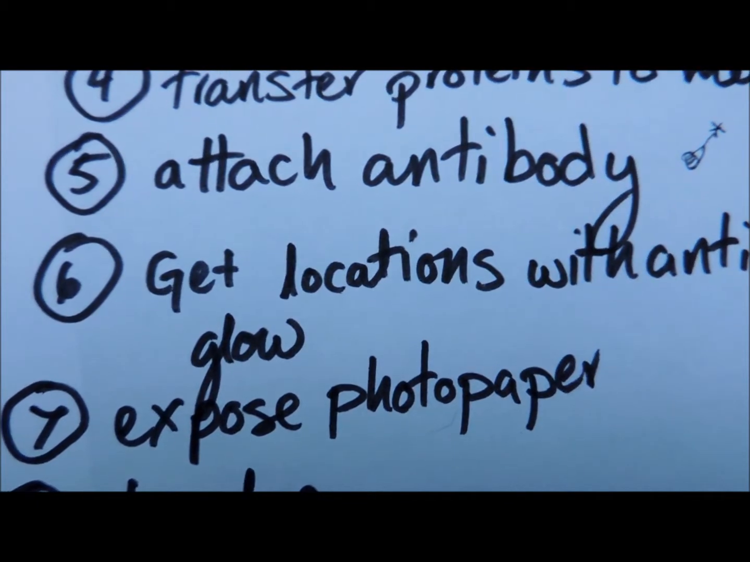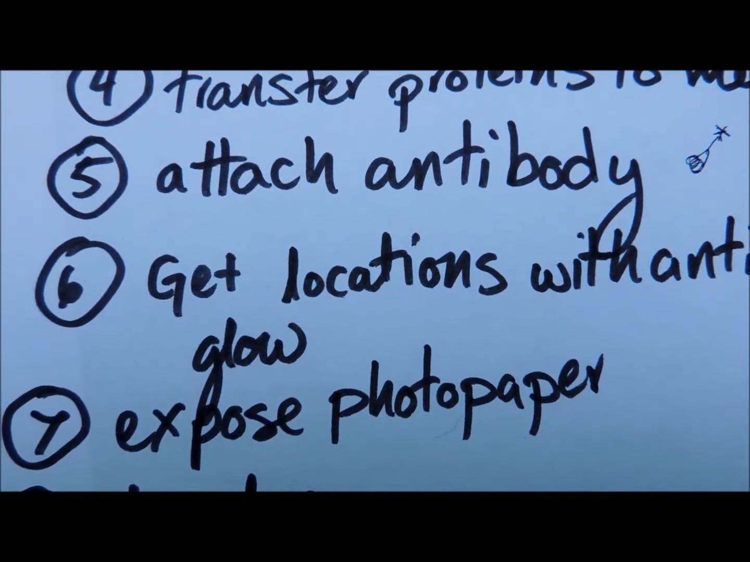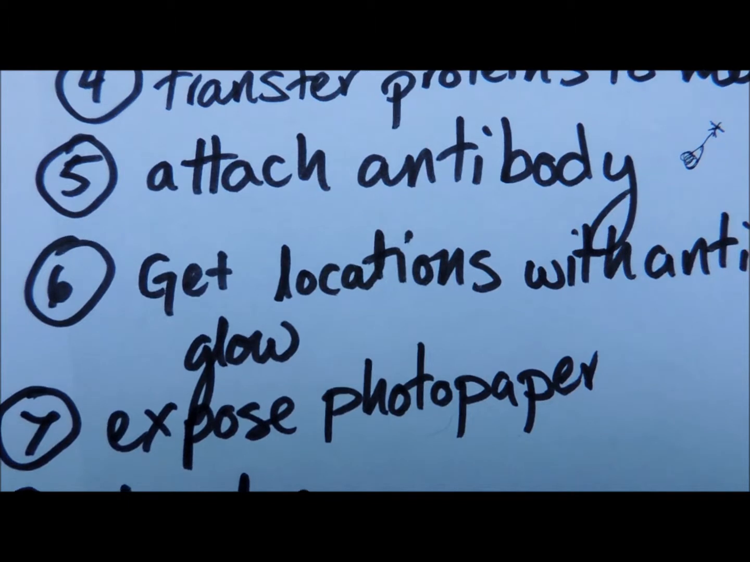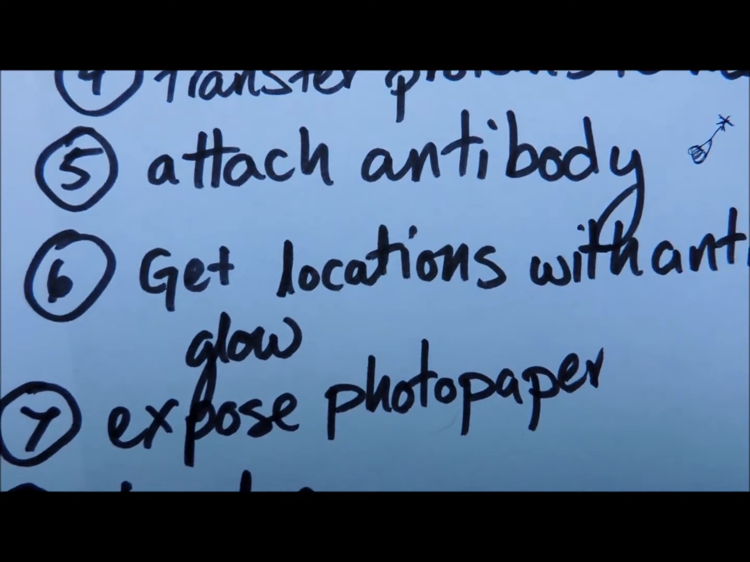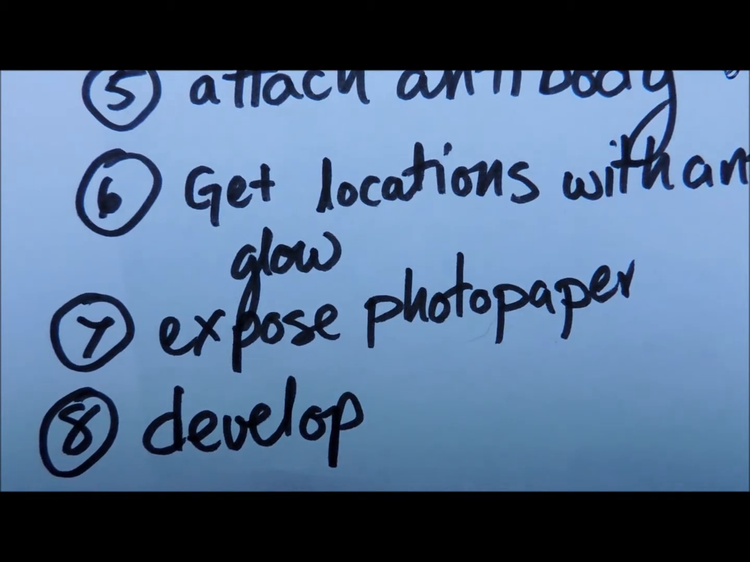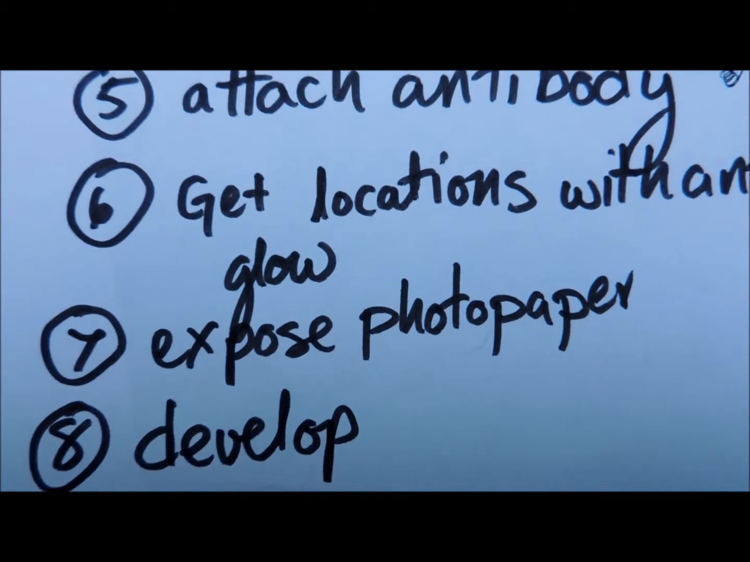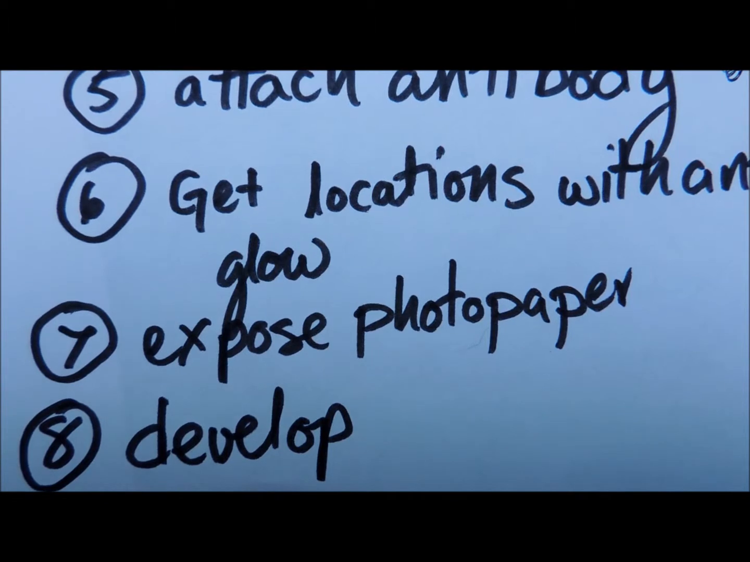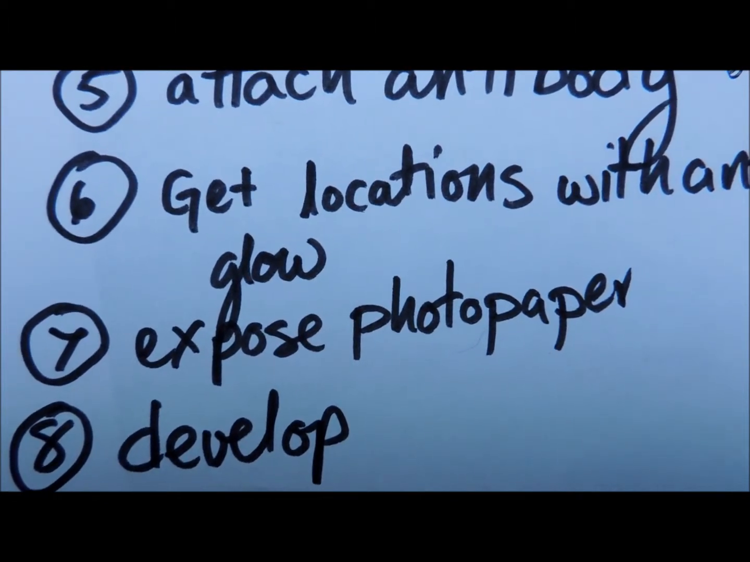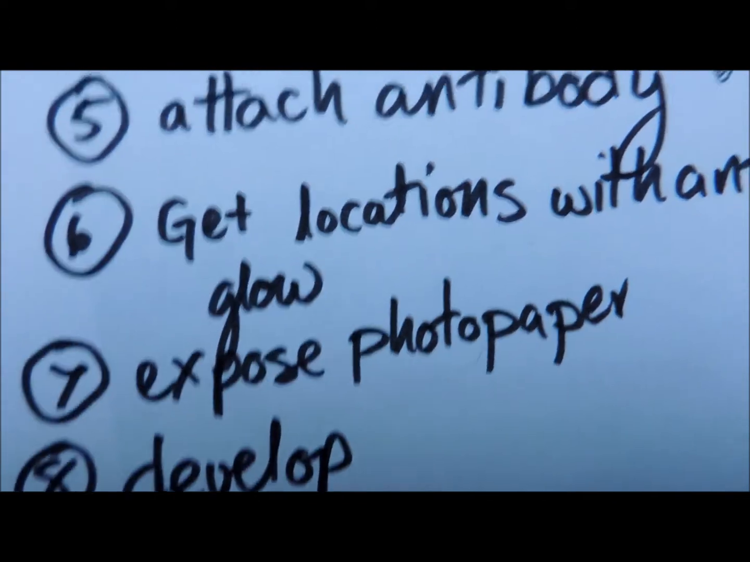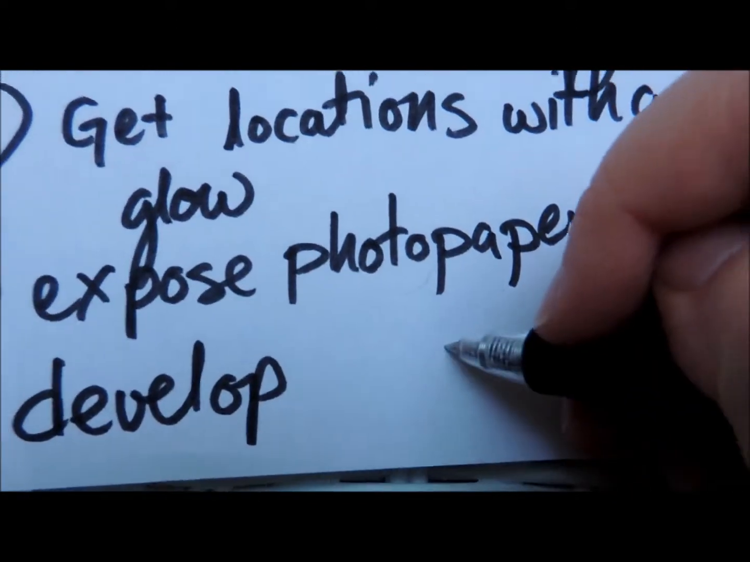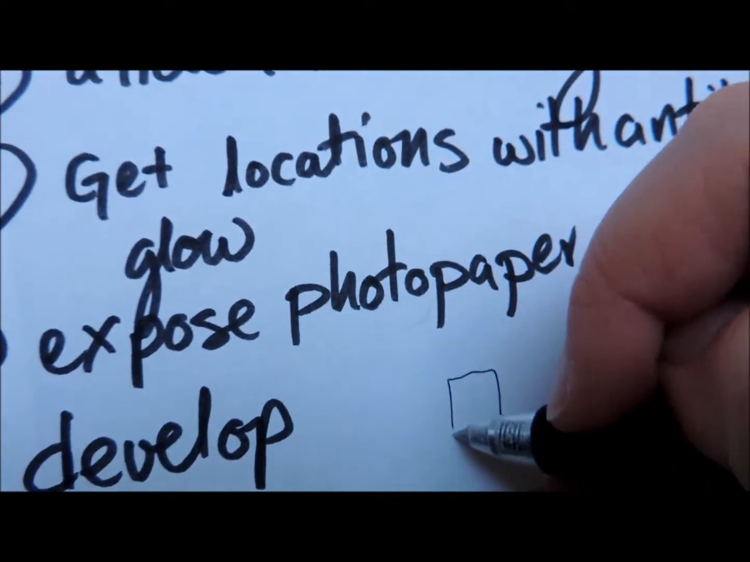In order to figure out what molecular weights have these now glowing proteins, these proteins of interest, we're going to expose a photoreactive paper to the membrane. This is the same type of paper you would use if you were doing old-fashioned photography. Once you expose that photo paper, you're going to develop it, again, just like you would with old-fashioned photography. You go into a dark room, you put it through some developer, and you'll get out at the other end something that looks like this.